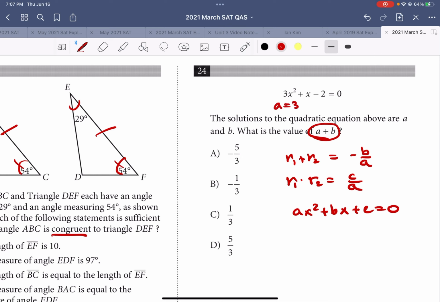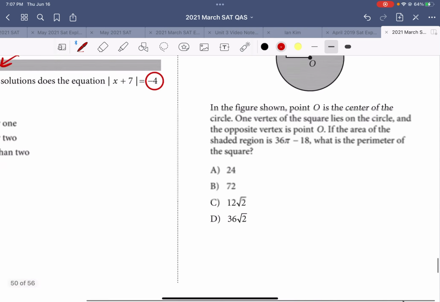Here a is 3, b is 1, c is negative 2. Then the sum of the roots is negative b over a, so negative 1 over 3. So your sum should be negative 1/3. If they asked for the product, c over a, negative 2/3 would be the answer, but they ask only for the sum. So we can move on.